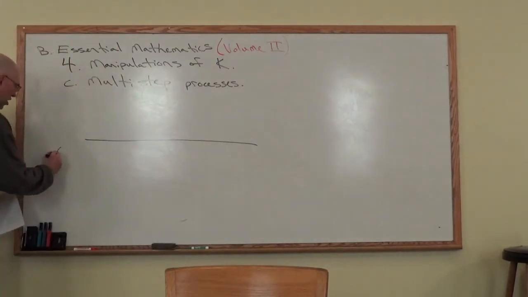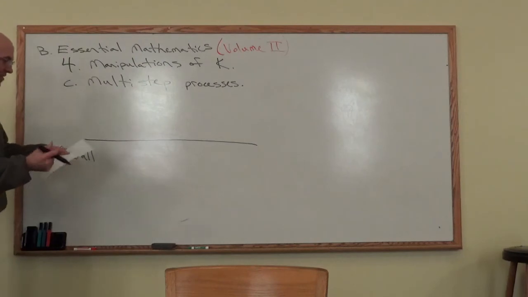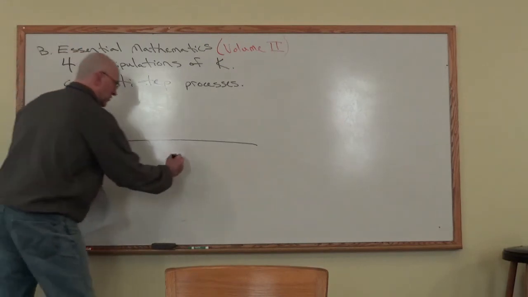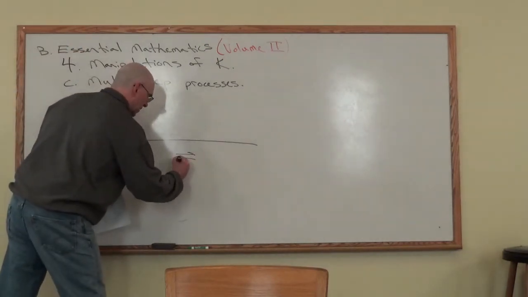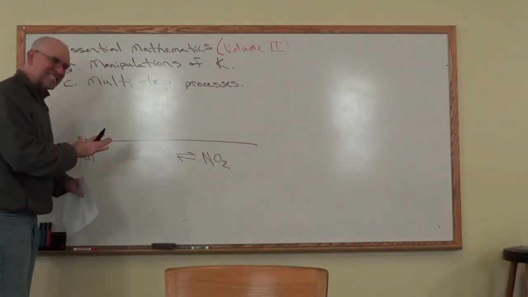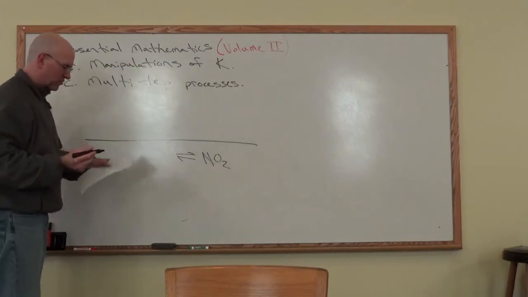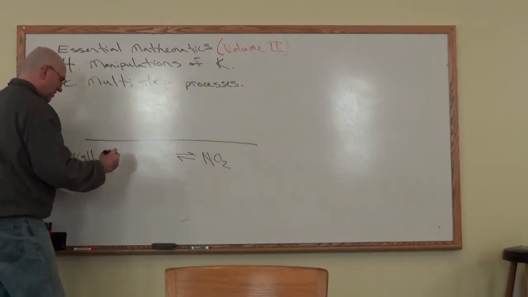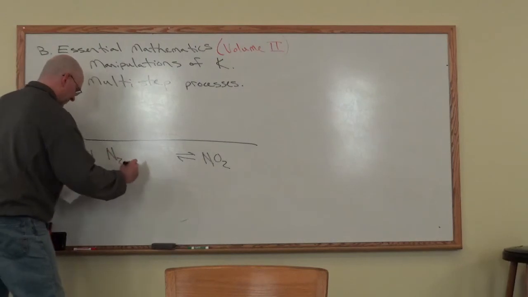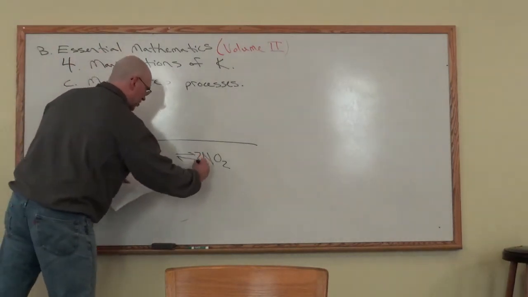So say the overall reaction is this, and this is a reaction that would take place in the atmosphere. This is a reaction that generates smog. So this is in equilibrium with NO2. By the way, these are all gases, so I'm not going to take time here writing g all over everything. So in this case, it's nitrogen plus 2 oxygens in the atmosphere producing 2 NO2s.